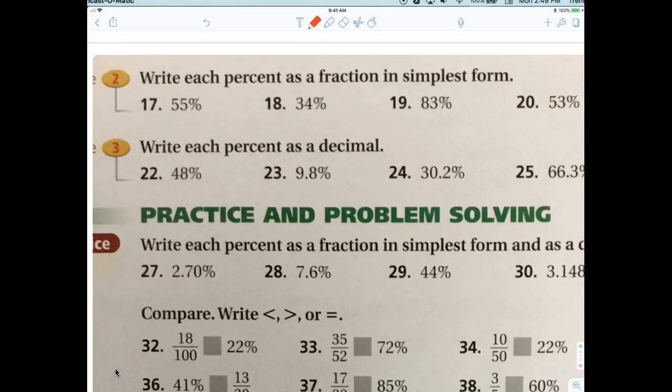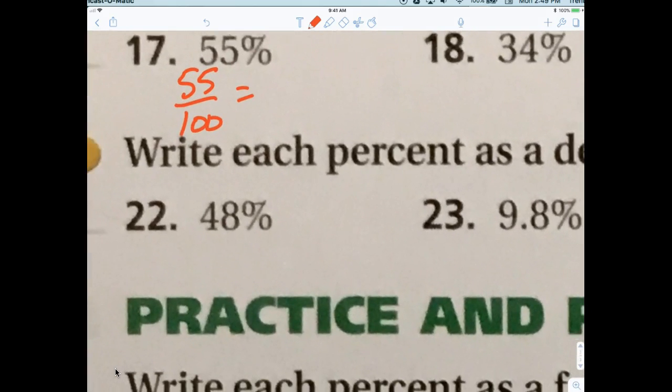All right? So write each percent as a fraction. So 55% would be what? Yep, 55 over 100. And then reduce that for me. 11 over, no, 5 goes into 10 with a 0 at the end. You see what I'm saying? Don't worry. We're practicing mental. All right, mental math is important.